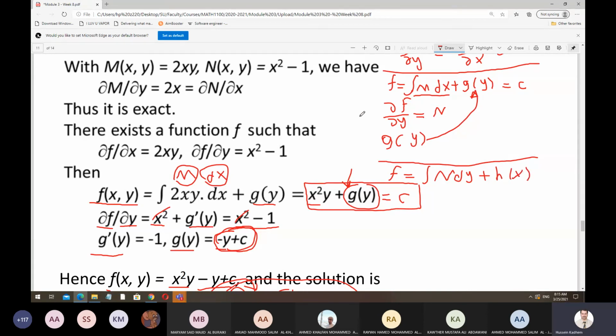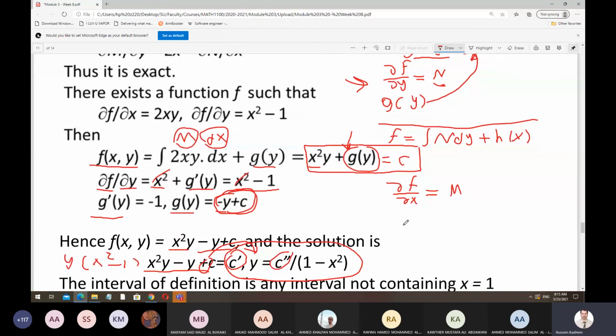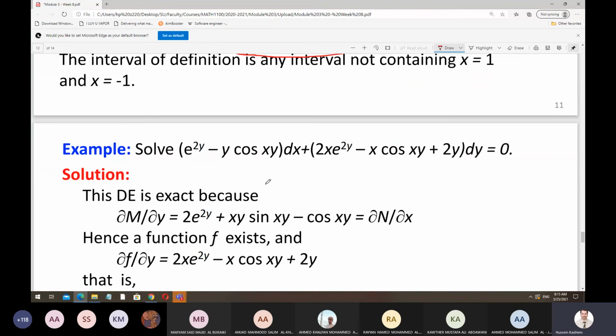Great. Then you see here, I differentiate it, this time differentiation of f with respect to x. The opposite. And I equate it to M. The opposite. Then I find h of x, and substitute here, and this is the solution. Okay, let's take this example to clarify this. It means I can go in either direction. Both of them will take me to the solution.